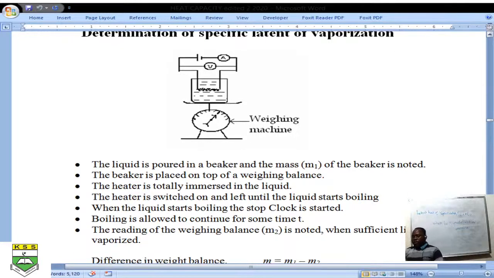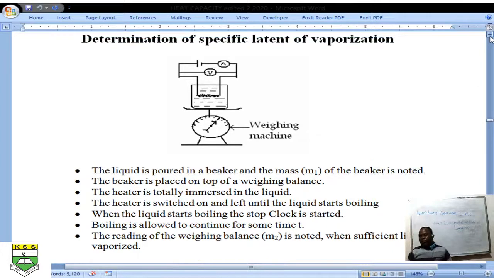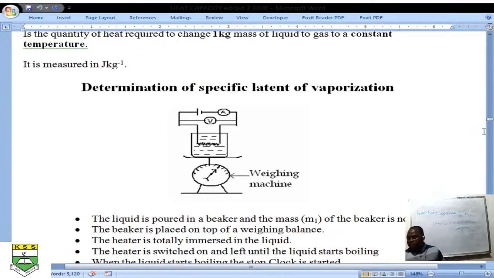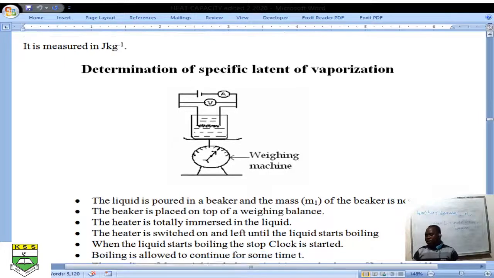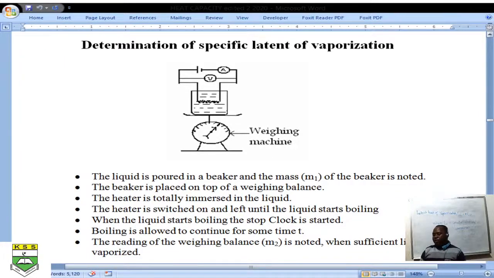Now we are going to look at the experiment. Hoping you see the experiment on your screen. This experiment is meant actually to help us get LV, like we did in the experiment to get LF. Here we have the experiment. This time around, I think you see it clearly.